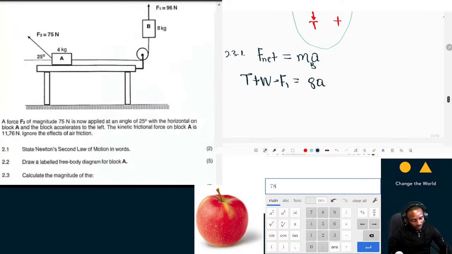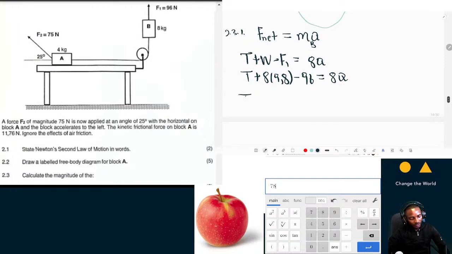All right, then tension, we don't know the tension, but we know the mass. Weight is equal to mg, and we know the mass, it is 8. Then gravity is 9.8. Minus F1, we know F1 is 96 newtons. This is equal to 8a.